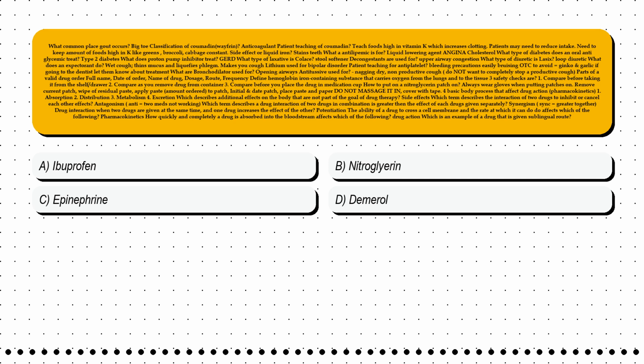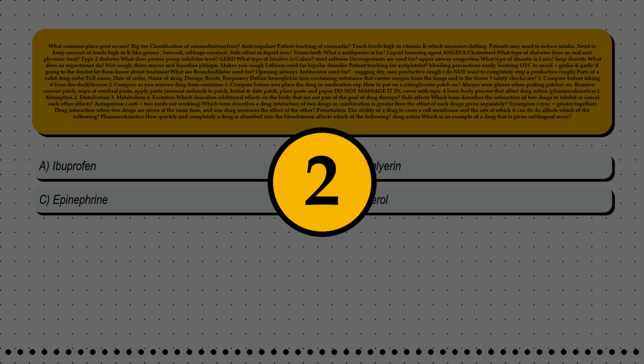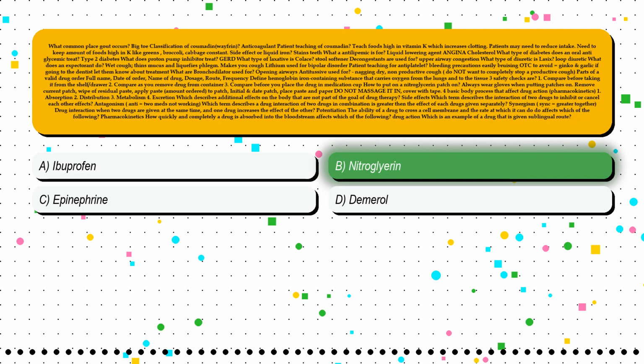Drug action. Which is an example of a drug that is given by the sublingual route? Option A, ibuprofen. Option B, nitroglycerin. Option C, epinephrine. Option D, Demerol. The correct answer is option B, nitroglycerin.